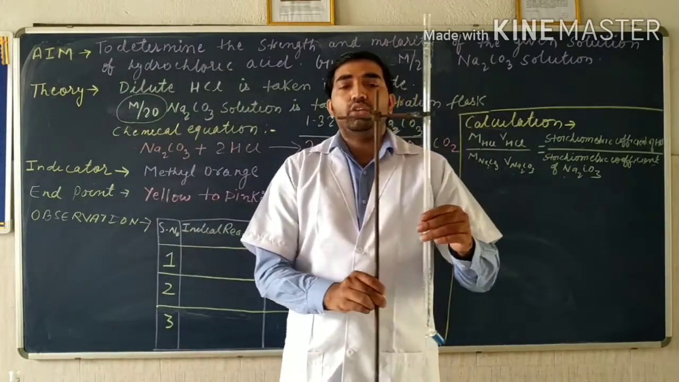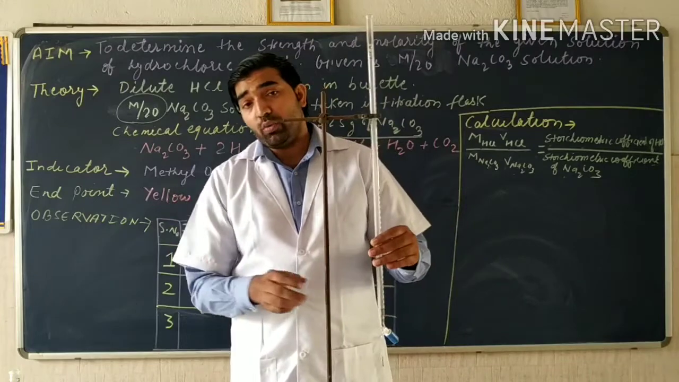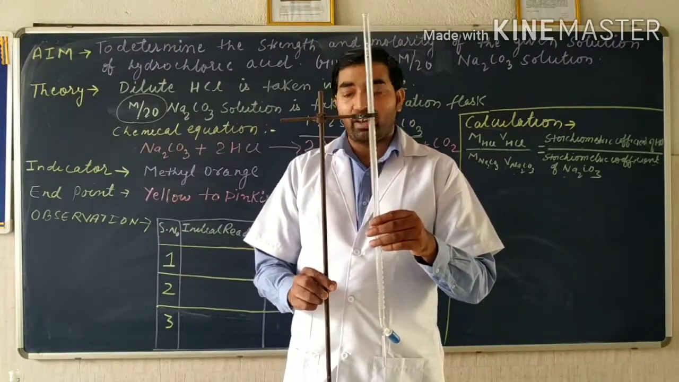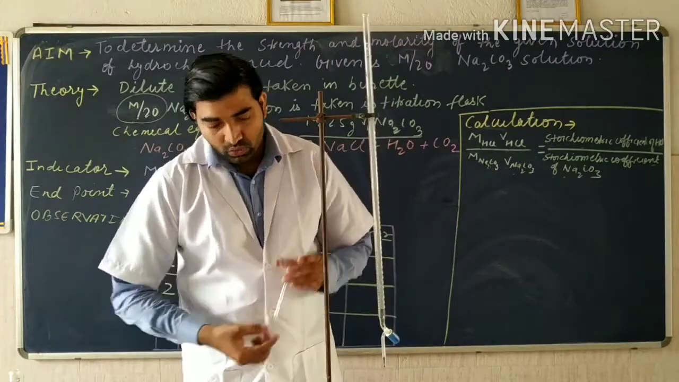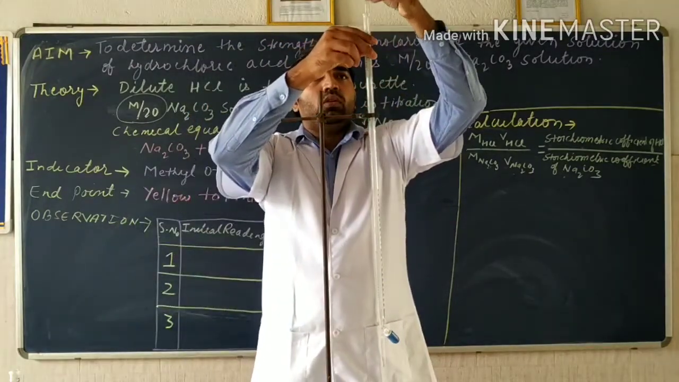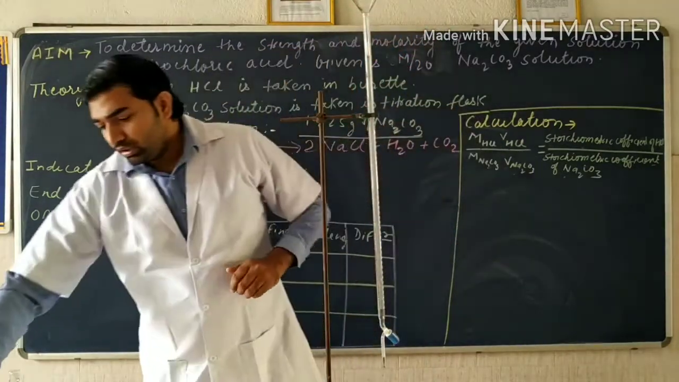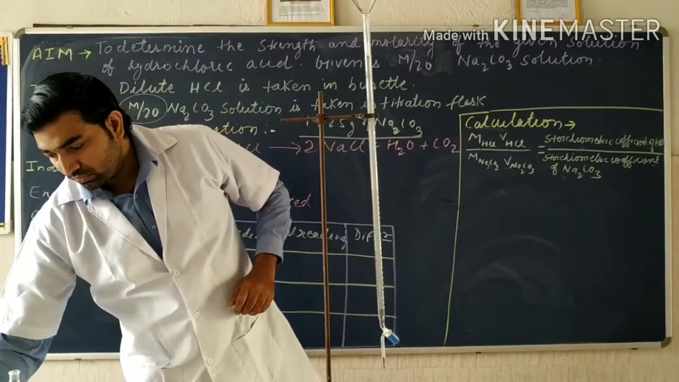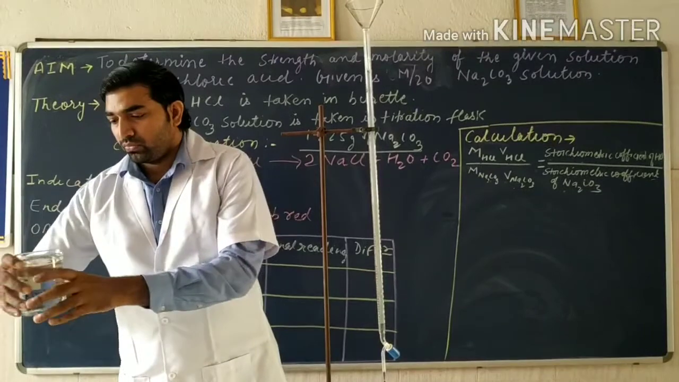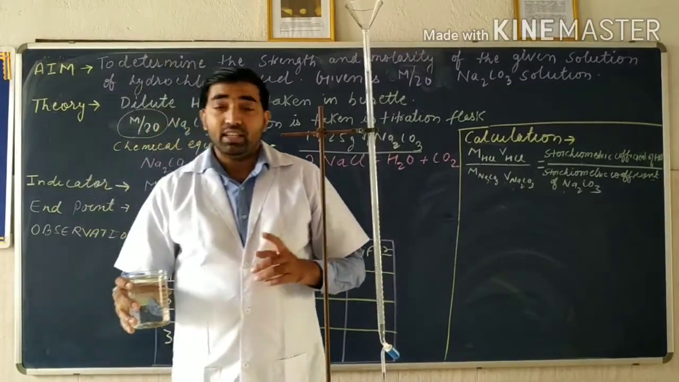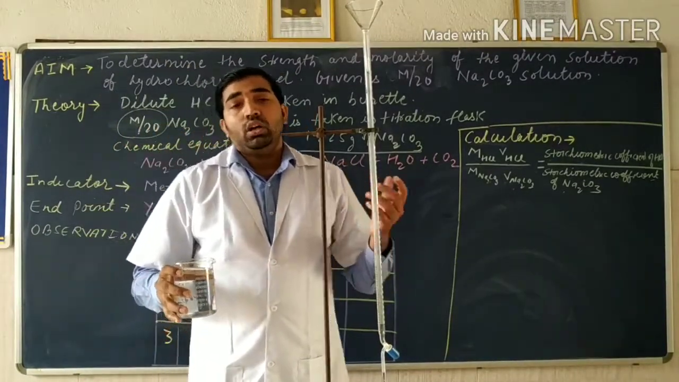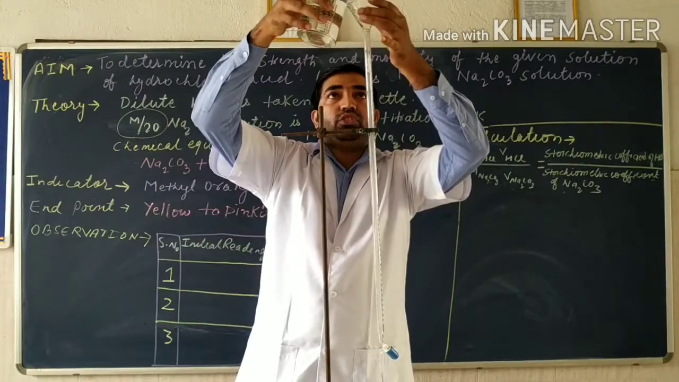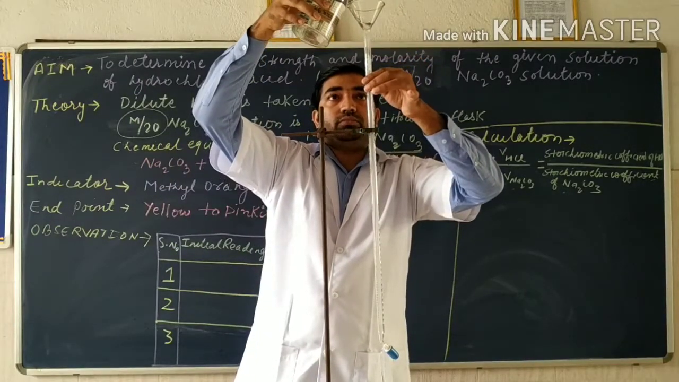This burette is first washed with distilled water and then with the solution. This is already washed and dried. So we have to add the standard sodium carbonate solution in the titration flask and the HCl solution in the burette. This is HCl solution.